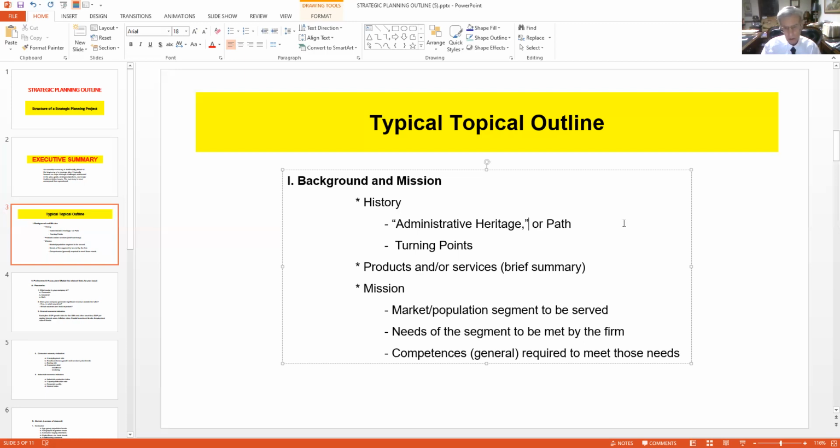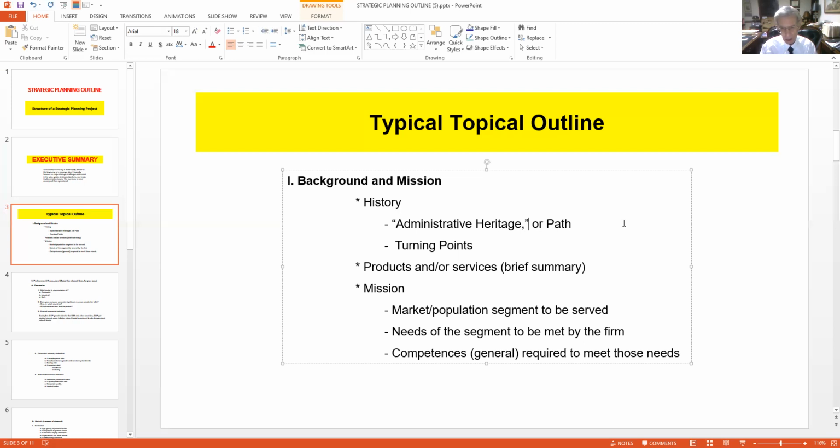The mission, we're talking about Abel's model here, aren't we? And you should be familiar with that. So we're just summarizing what market or population segment this company serves. Sometimes it's easier to describe that than in others, because the market is so large and the population may be worldwide, but you can put that into words, and that's what you need to do.